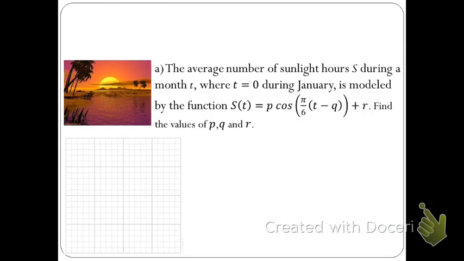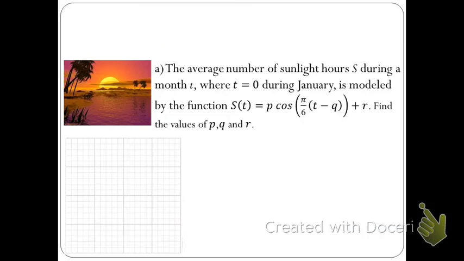And what this one tells you is that the average number of sunlight hours, S, during a month T, where T equals 0 corresponds to January, is modeled by the function S of T equals, and you see what S of T is equal to right here, a bunch of variables there. And the first thing we're going to try to do with that information is find the values of P, Q, and R, which would represent the vertical stretch, the horizontal shift, and the vertical shift of this particular function.